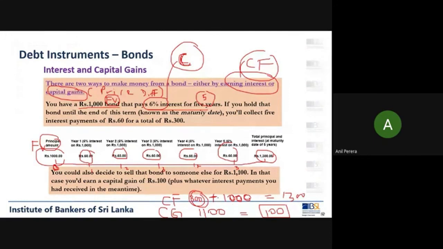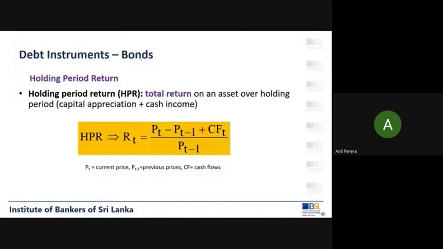This could be the other way around also. At the 5-year period, your bond could become 900. Then you are making a loss of 100. Negative 100 is your capital gain. Now your total return is 300 plus minus 100, which becomes 200. So what you are saying is, if you have a bond, you get both interest as well as capital gain depending on the price changes for a bond. So here we have the formula to understand that. We call it holding period return.